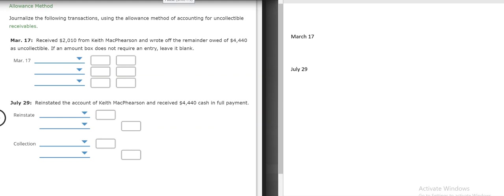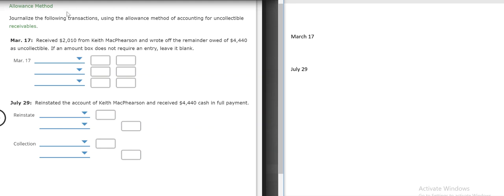All right, this is the exercise from the homework dealing with the allowance method. This is the one that provides the company with good matching. The allowance method is the one that is recommended by generally accepted accounting principles. This is the method that is more complex.